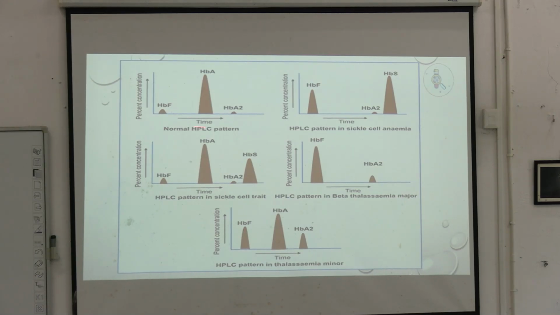Then in cases of sickle cell trait, I told you trait will have one normal gene and one abnormal gene. So normal adult hemoglobin will also be there along with your HbS. This is your thalassemia, which will be dealt with in your next class. So this is how your HPLC graph will look in a case of sickle cell trait and sickle cell disease.